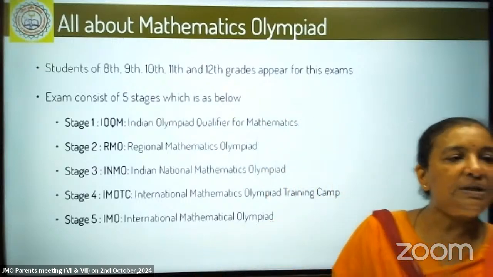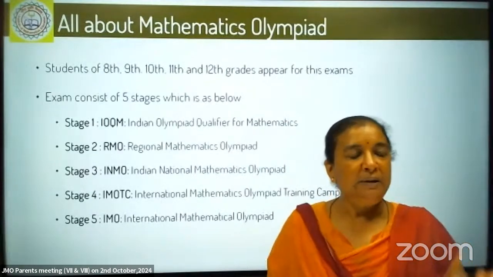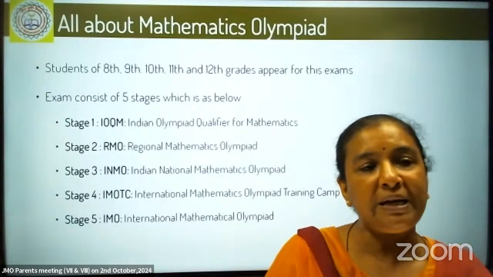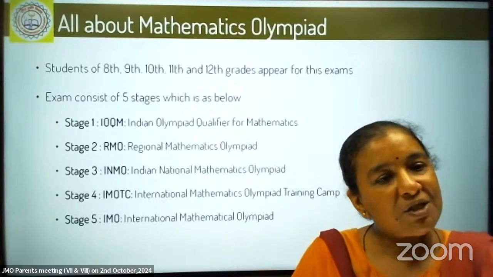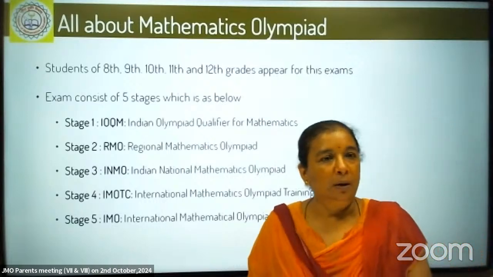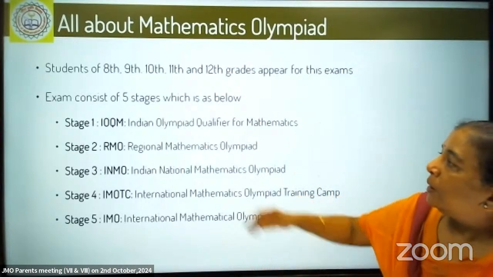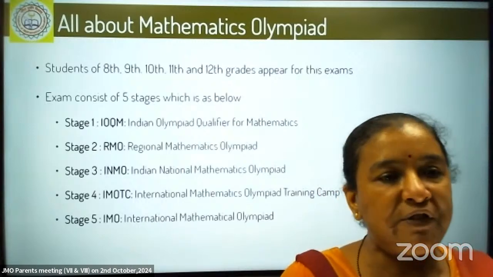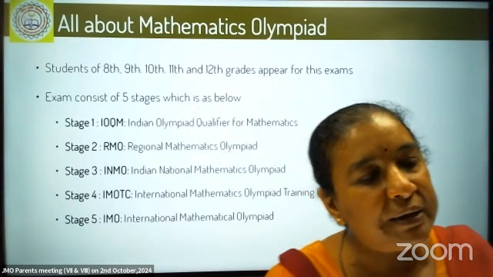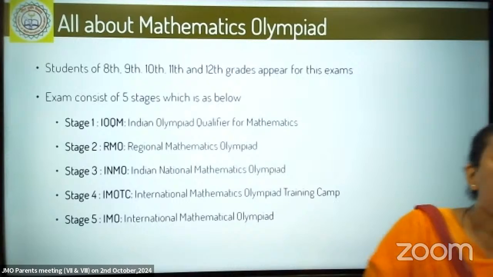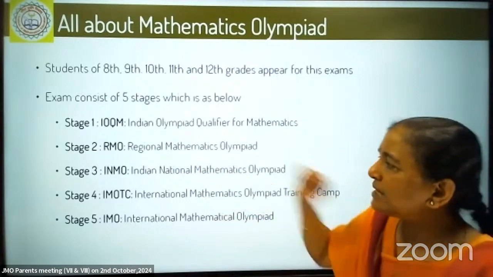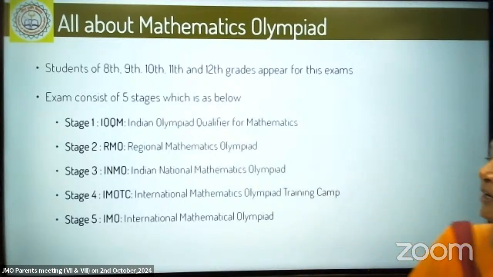In the Mumbai division, there is so much competition that to come in the first 500 to get selected for the next round, the result is just 10%. So 500 students are selected per division. Approximately 40 divisions are there in our country. So 500 into 40, 20,000 students get selected for the next round, that is called the Regional Mathematics Olympiad.